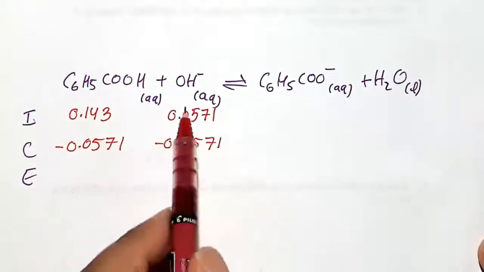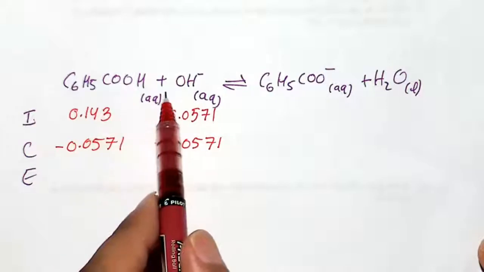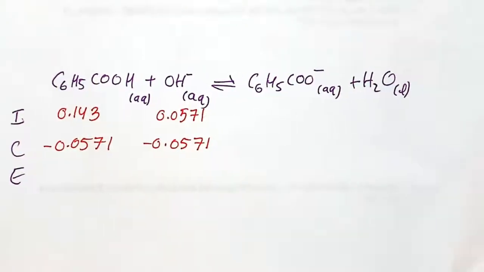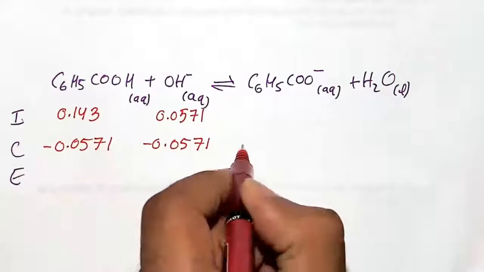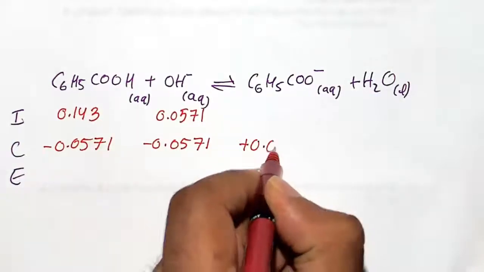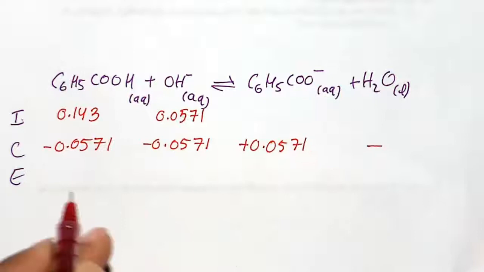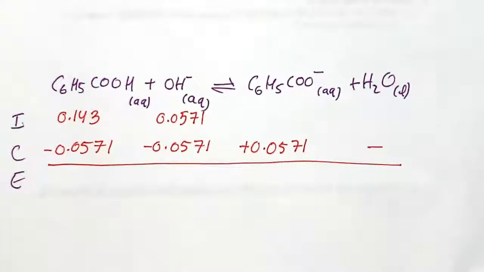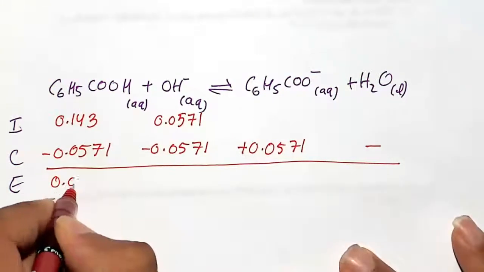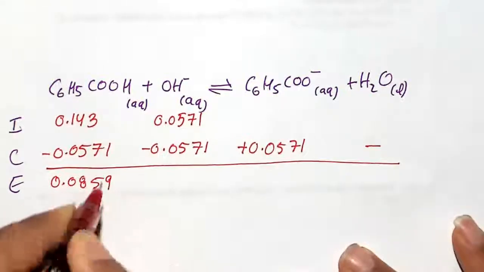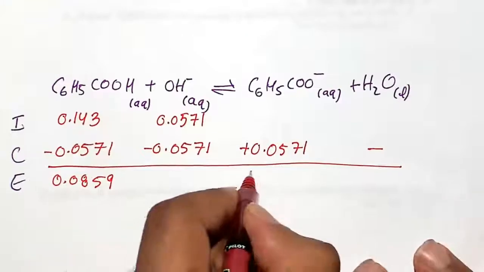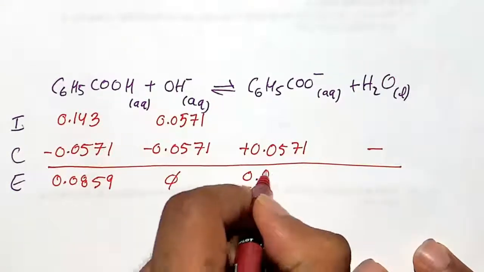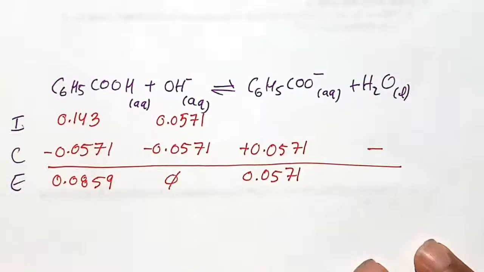That is to say, we would expect all of this OH minus to pick up all of this proton from benzoic acid. So that will be limiting. This will be plus 0.0571 on the product side. We really don't care about water here. So at equilibrium, we will have 0.143 minus 0.0571, which is 0.0859 molar. And at equilibrium, we will have 0.0571 benzoate.